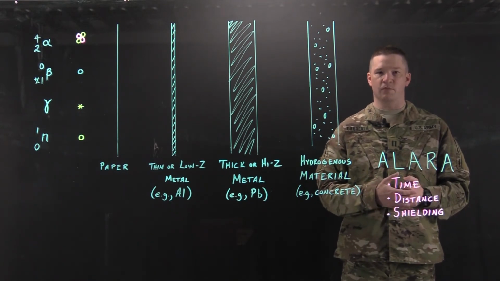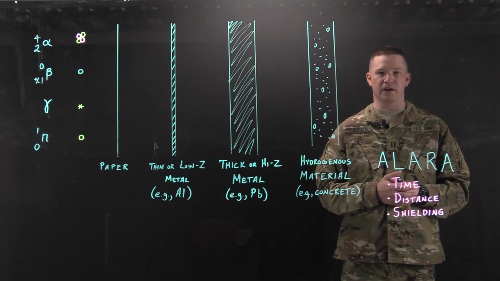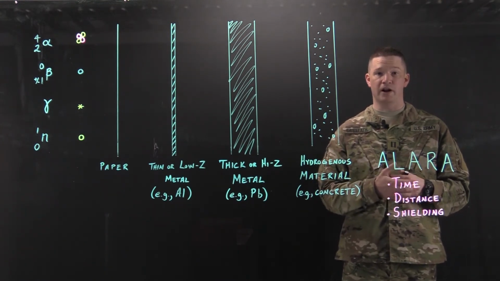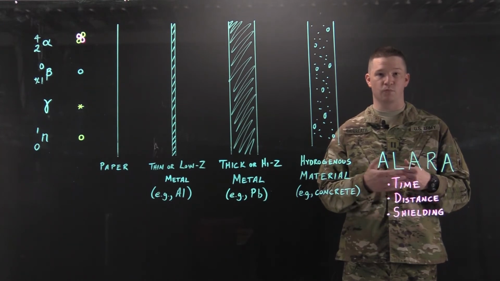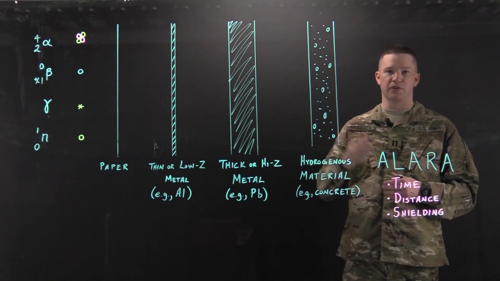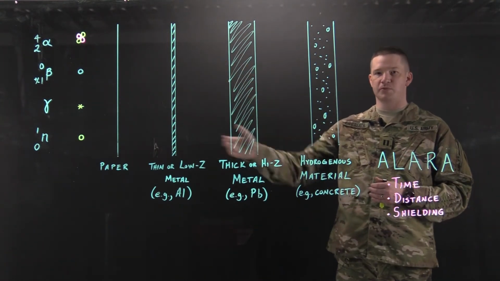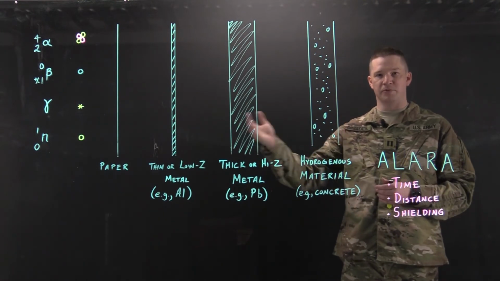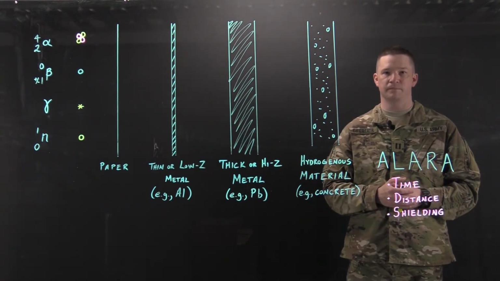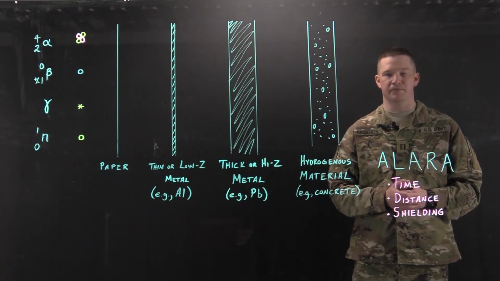When we talk about time, we simply want to minimize the amount of time we're exposed to any ionizing radiation. That's accomplished through prior planning and preparations with rehearsals. Distance, we want to increase the distance between the radioactive source and ourselves, such as I've done here. I've got my 4 types of radiation on the other end of the board. I've positioned myself as far away as I can get. And the final tool is shielding. That's what we're going to talk about in some depth today.